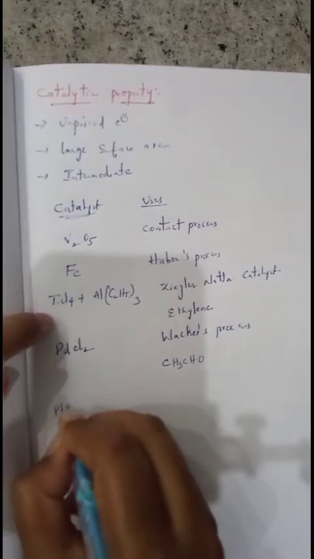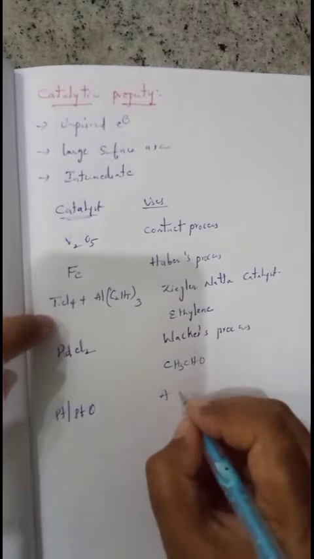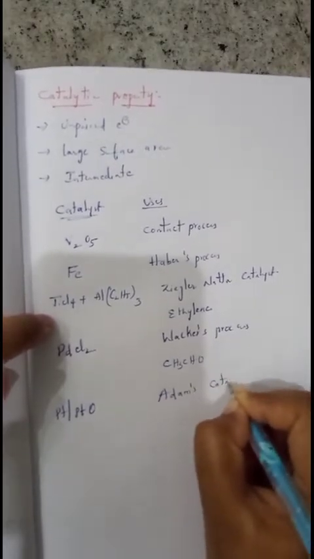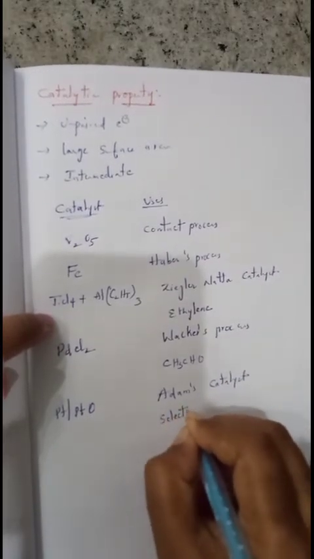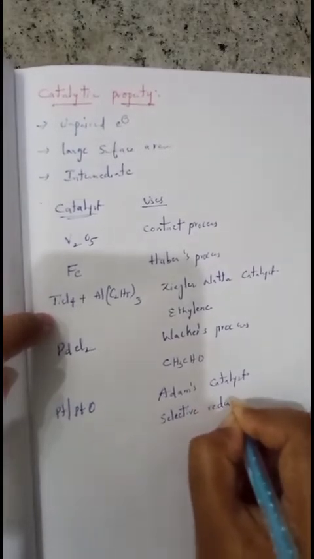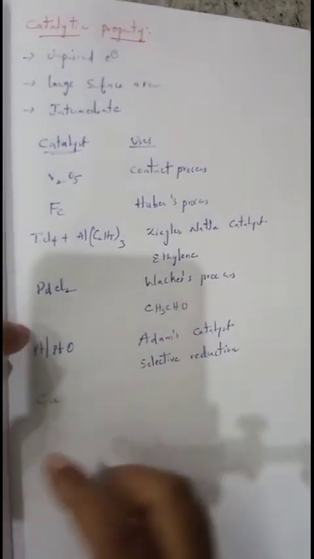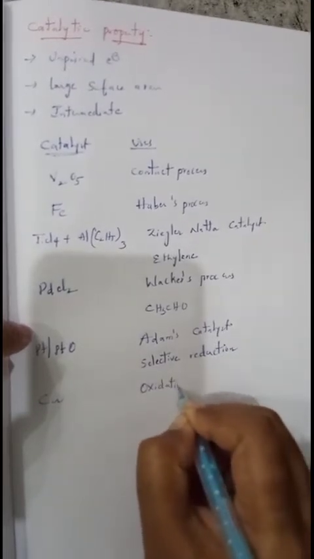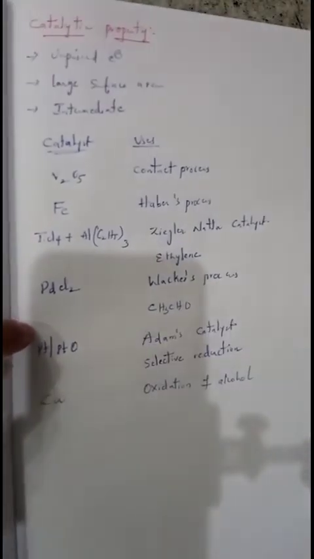Next, platinum or platinum oxide is used as Adams catalyst for selective reduction. And finally, copper. Copper is also one of the elements belonging to the 3D series. It is used as a catalyst for the oxidation of alcohols. In the oxidation of alcohols, we can use copper as a catalyst.